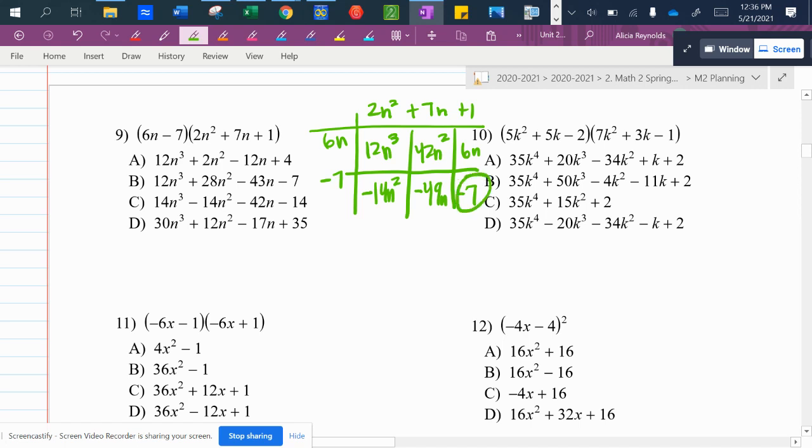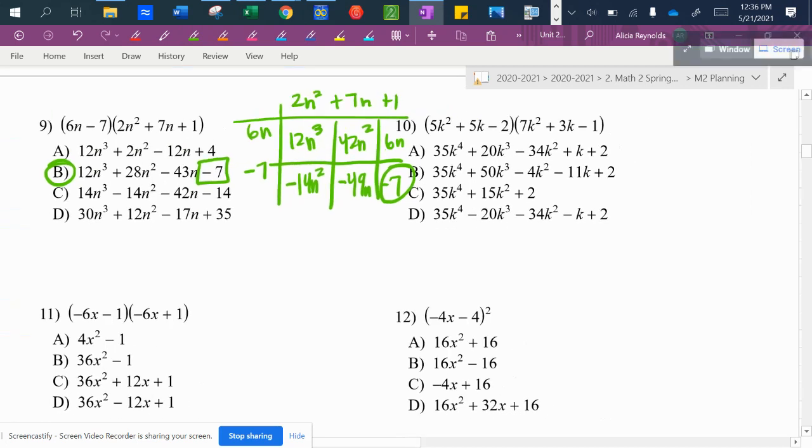So I can look at this last term and help me realize that the answer has to be B, because it's the only answer that has negative 7 as my constant term on the end. So I don't even need to combine like terms. So please definitely use your strategies for process of elimination to help you identify the right answer.